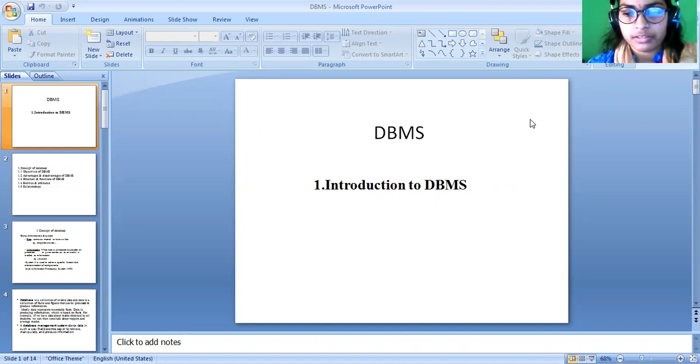Today we are going to learn DBMS. In this lecture we will learn about DBMS: the basic concepts of DBMS, as well as the objectives, advantages, disadvantages, characteristics, functions, structure and all. We will also learn about relationships, attributes and entities, as well as the history of databases. So today we will first learn the introduction of DBMS.